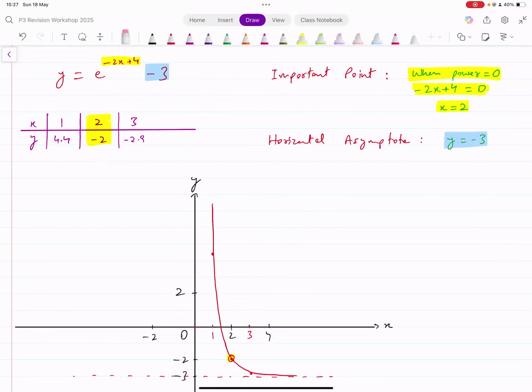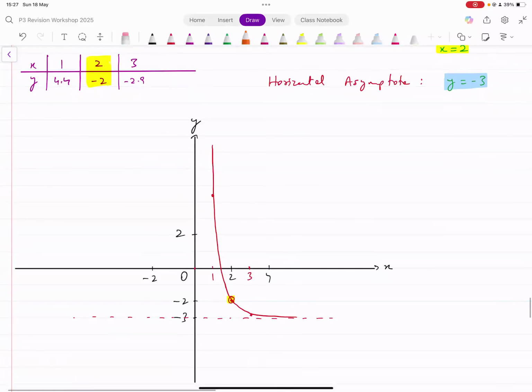Okay, then what about the asymptote? Remember, exponential graphs have horizontal asymptote, and that asymptote is going to be the number that's adding or subtracting outside. Y equals minus 3, that's the asymptote. If there's no number outside, then the asymptote would be y equals 0. Okay, if you have some number adding or subtracting outside, then that's the asymptote, y equals -3.